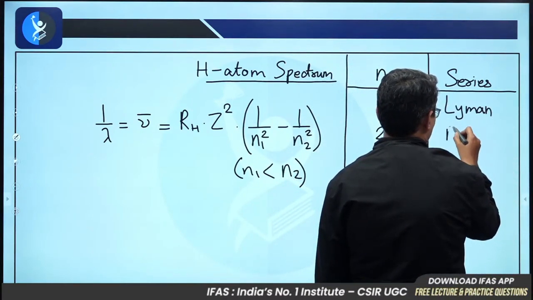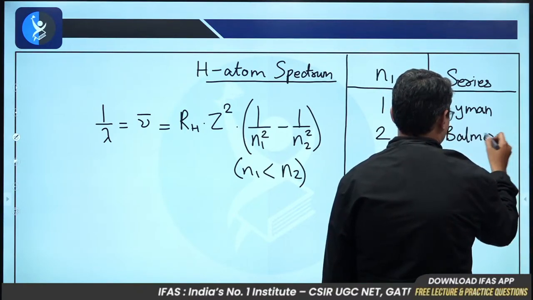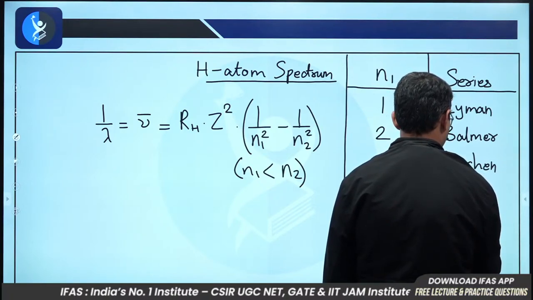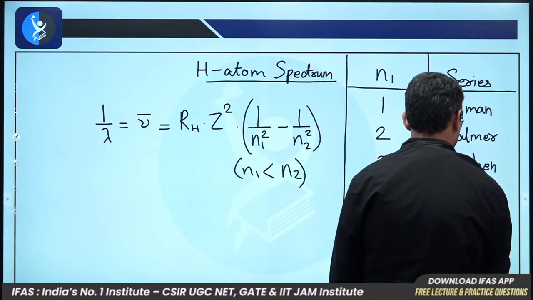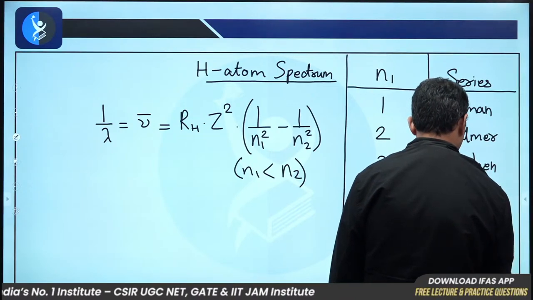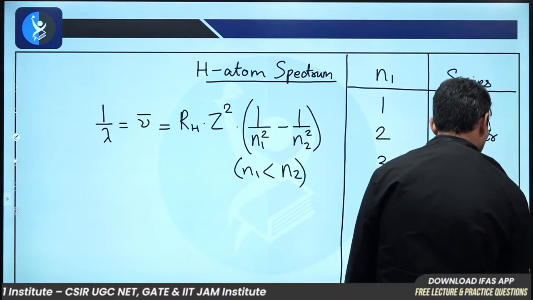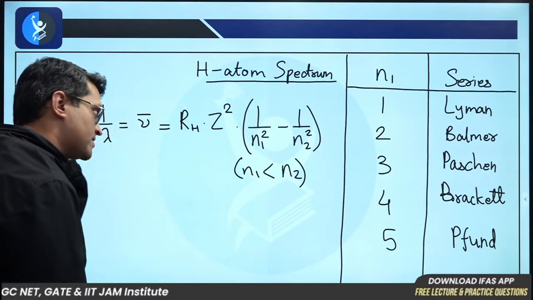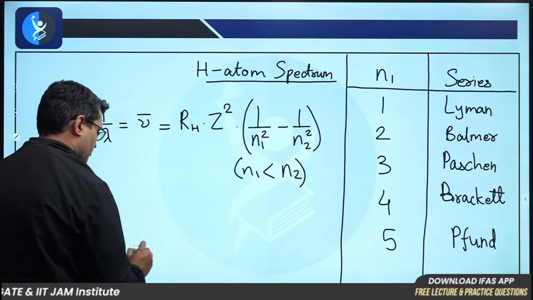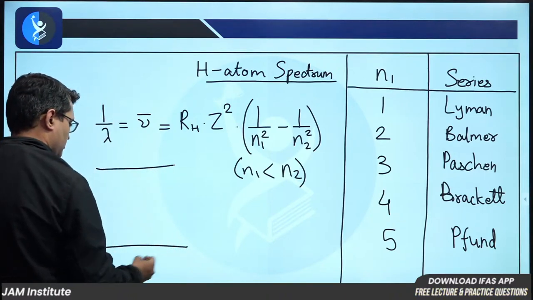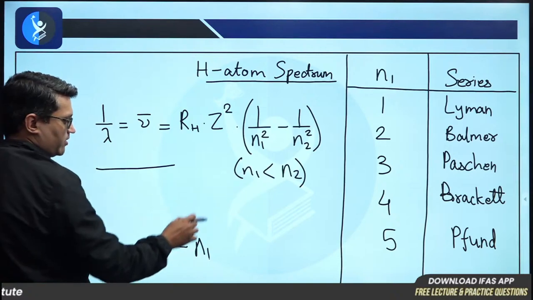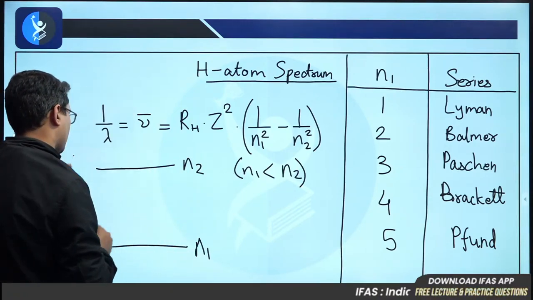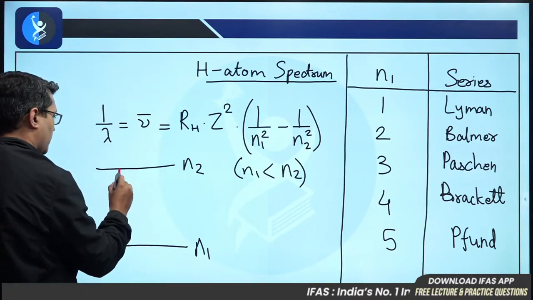Lyman, Balmer, Paschen or Paschen series, Brackett, and Pfund or P fund series, whatever you want to call it. So this is for a transition between two energy levels. The lower energy level is N1, because N1 is less than N2. The higher level is N2. And here we actually get two different possibilities. One is absorption.